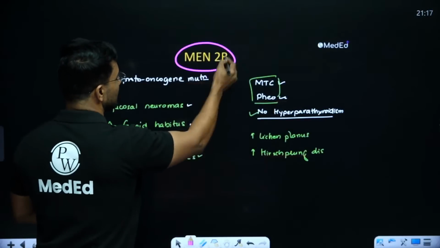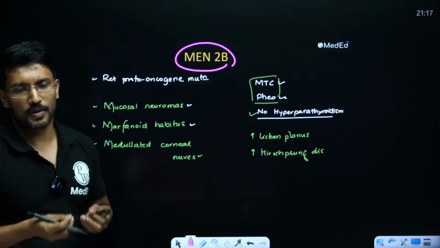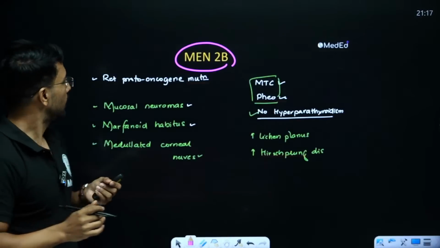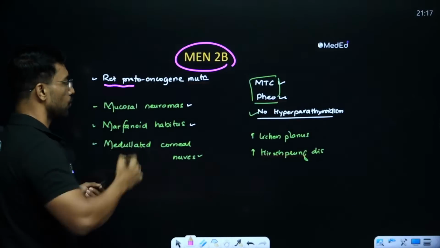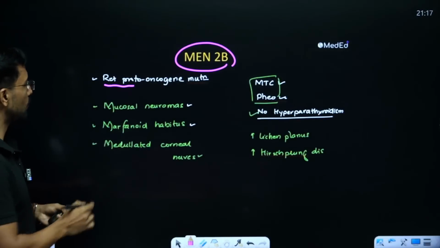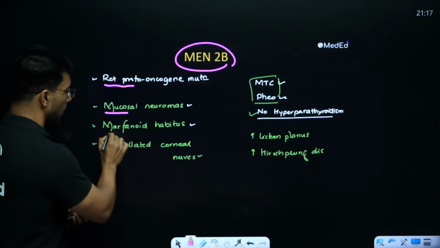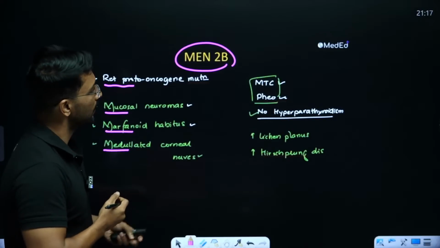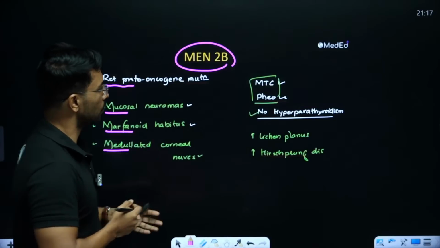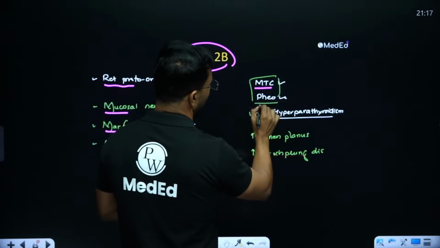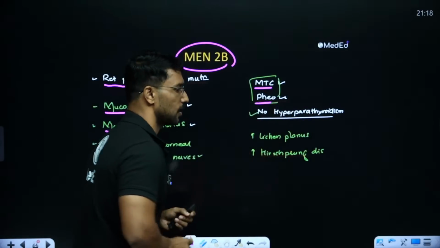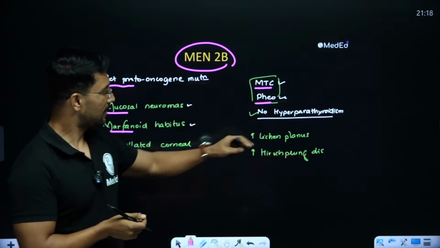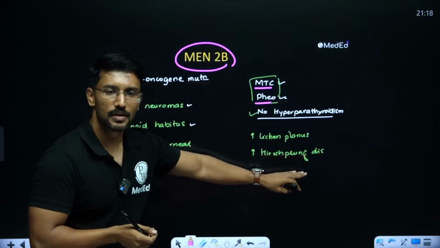MEN stands for multiple endocrine neoplasia. These patients have multiple tumors involving endocrine glands, which is due to RET proto-oncogene mutation, and the manifestations include mucosal neuromas, marfanoid habitus, medullated corneal nerves, which can be an image-based question as well. And the components of MEN 2B include medullary thyroid cancer and pheochromocytoma. There is no hyperparathyroidism, neither parathyroid hyperplasia nor formation of adenoma. These patients can have lichen planus as well as Hirschsprung's disease.